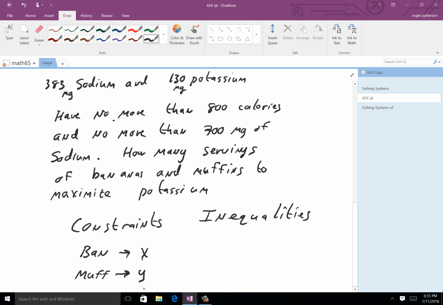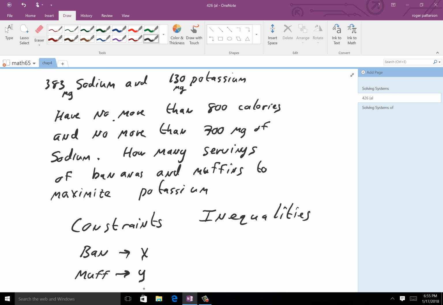Okay, all right. So constraints or inequalities kind of define the problem. If you need me to stop, just say something, right? Constraints and inequalities are kind of the same thing. They're going to define the problem and give us the region that we're looking for.